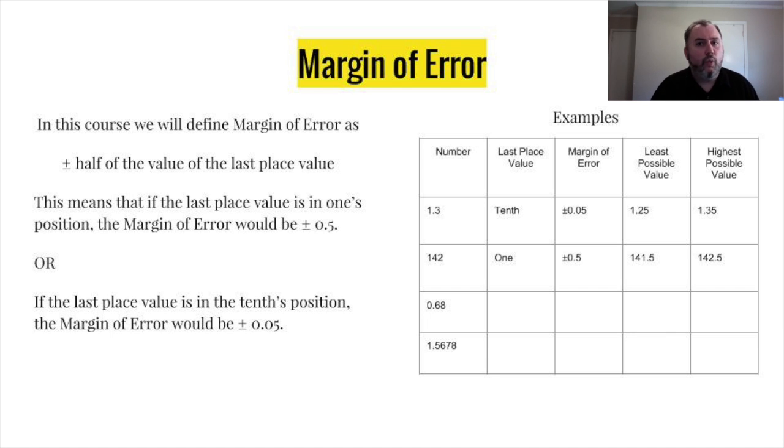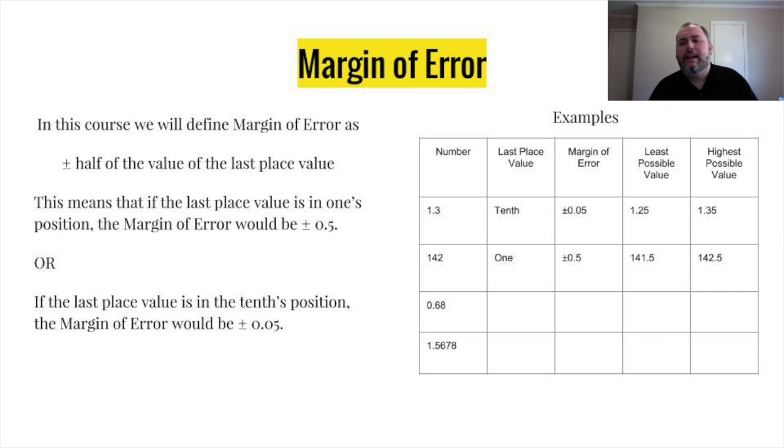Like the first number, it says 1.3. The last place value is in the tenths position. Half of a tenth is plus or minus 0.05. So the least possible value that I can actually get is by subtracting that 0.05 from 1.3, and so my least possible value is 1.25. That's as small as it can go, because what if I didn't estimate 1.3 correctly? It could possibly be 1.25.